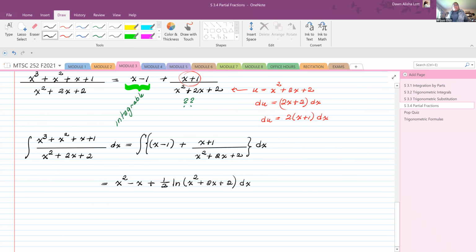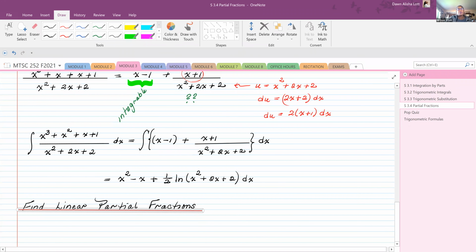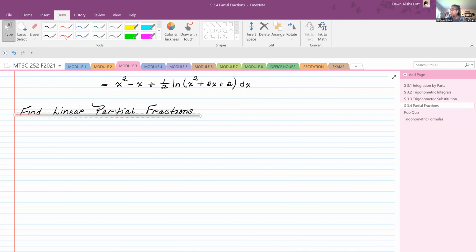Okay, so here's the question. How do you find the linear partial fractions? So this is the topic. We're going to first find the linear partial fractions. And I think you guys might like this because it's actually easy if your algebra is good. And I think everybody on here can handle algebra. All right, so here's the first one, and this is the technique.